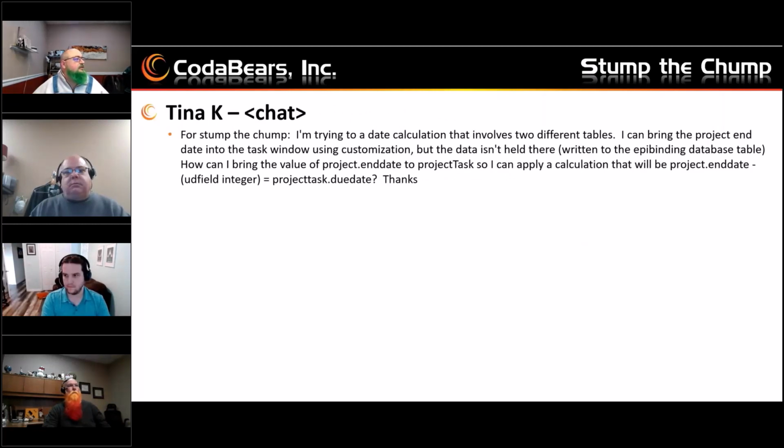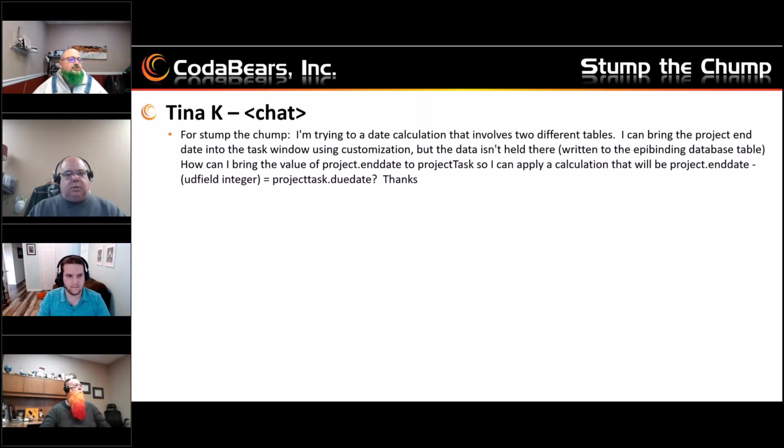Let me see here. Tina in our chat today threw in one for Stump the Chump. She's trying to do a date calculation that involves two different tables. She can bring the project end date into the task window using customization, but the data isn't held there. It's being written through the epi binding. How does she bring the value of project end date to project task so she can apply the calculation that would be the project end date?